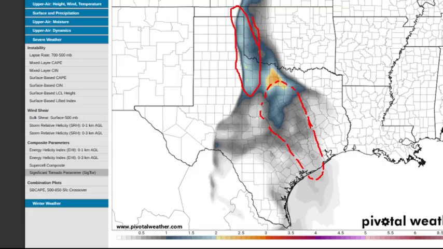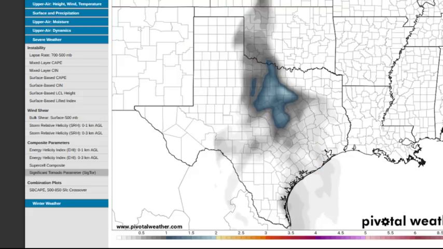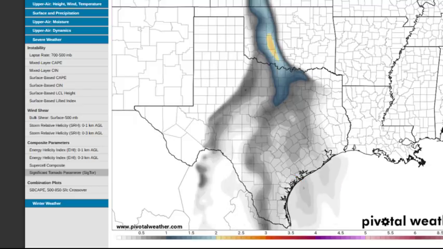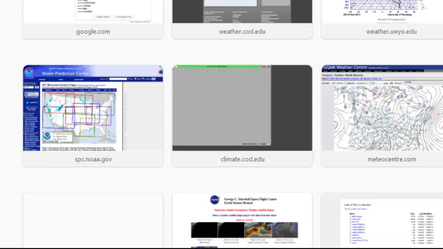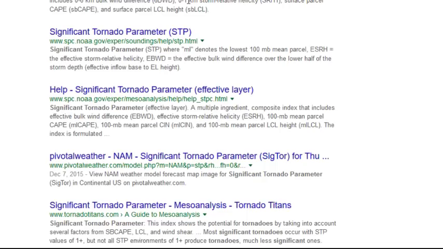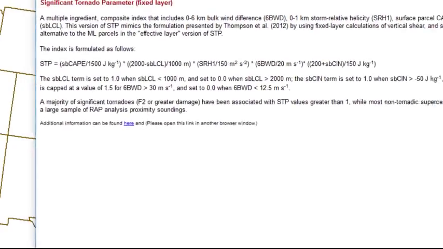So this is how it looked earlier. You can see that zone right there. So what might be going on in that region? Significant tornado parameter. Let me see if I can pull up a definition of that. Yeah, so here we go.